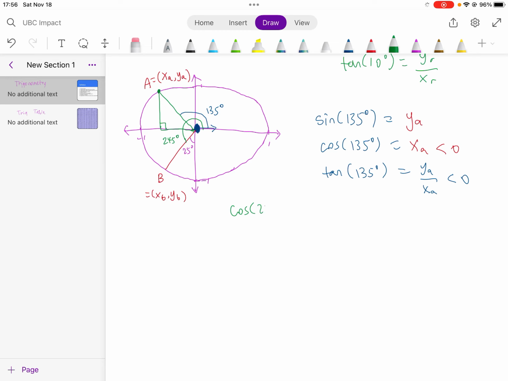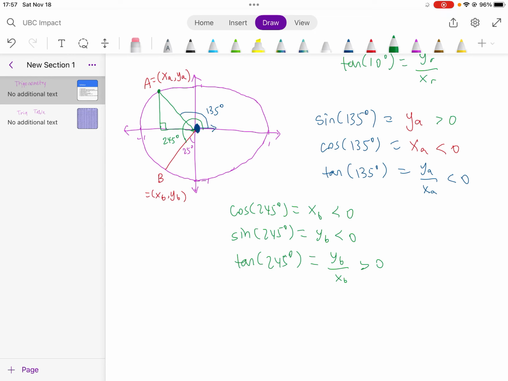So the cosine of 245 degrees is going to be XB, which is less than 0, and the sine of 245 degrees is going to be YB, which is also less than 0. So here in the third quadrant, both the cosine and sine are going to be negative, but the tangent is going to be positive, because if you divide two negative values by each other, you're going to end up with a positive value because the two negatives cancel out.